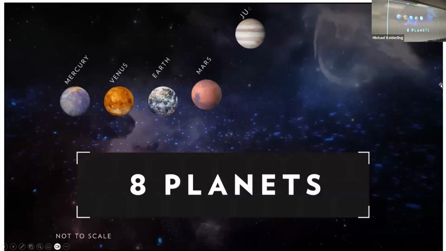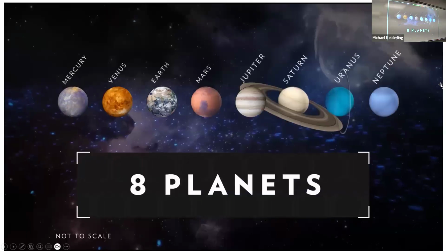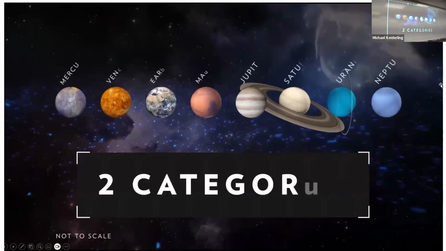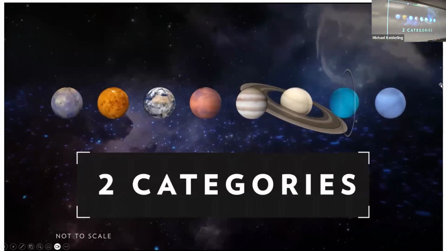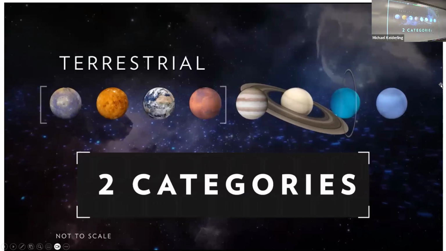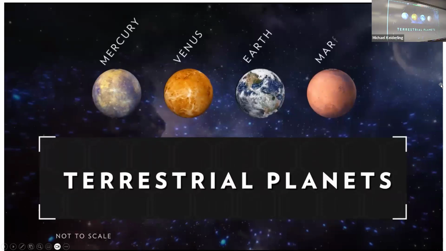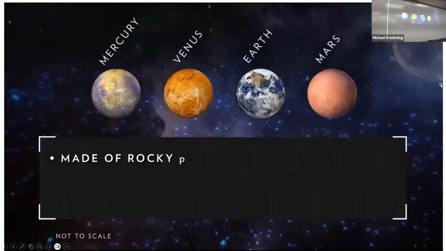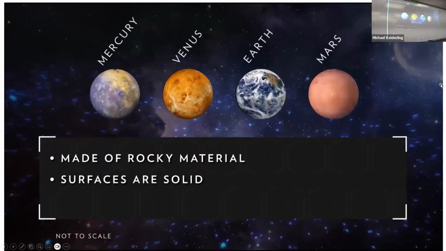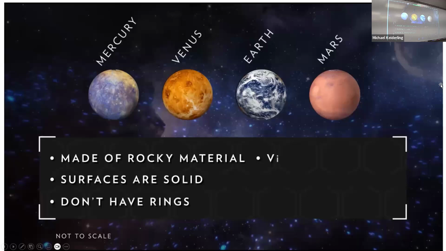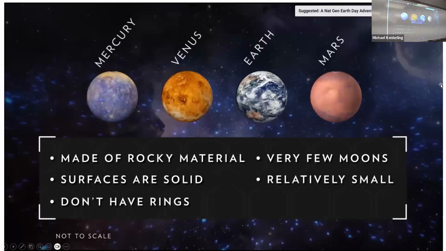Revolving around the sun are 8 planets. The planets are divided into 2 categories based on their composition: terrestrial and Jovian. Terrestrial planets, including Mercury, Venus, Earth, and Mars, are primarily made of rocky material. Their surfaces are solid, they don't have ring systems, they have very few or no moons, and they are relatively small.